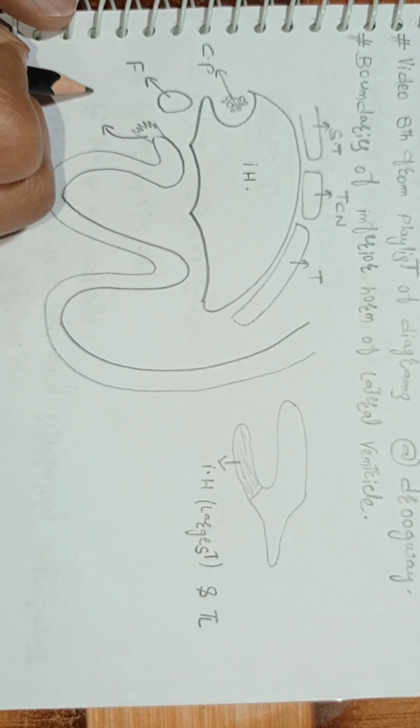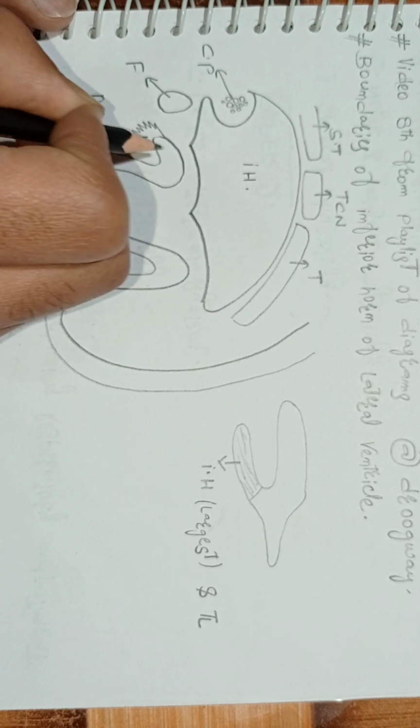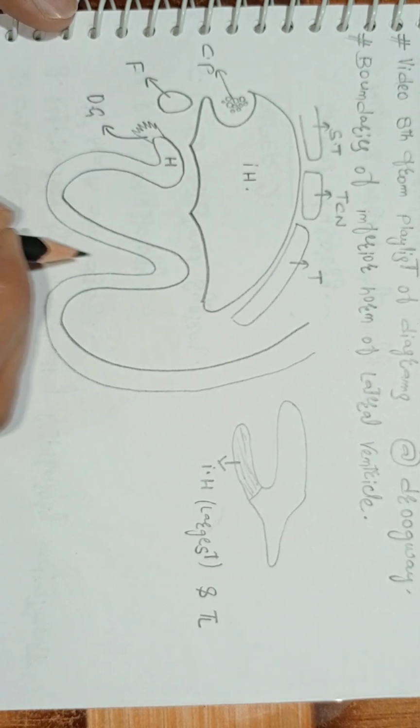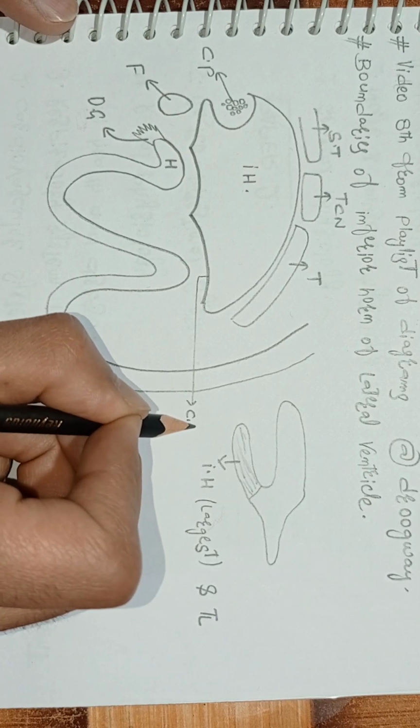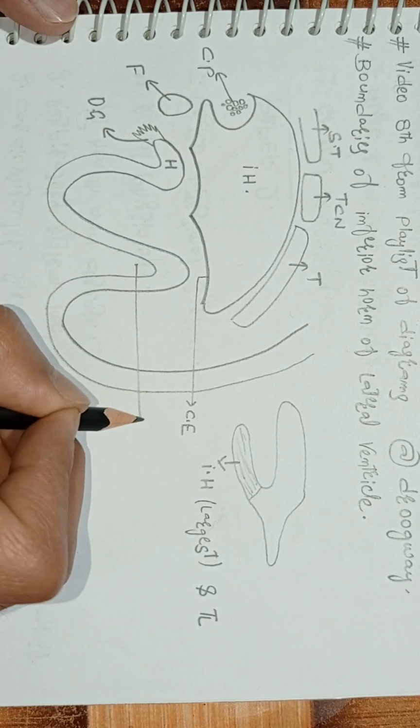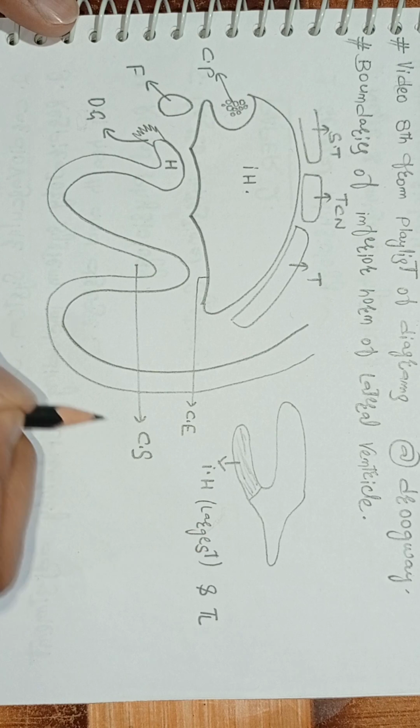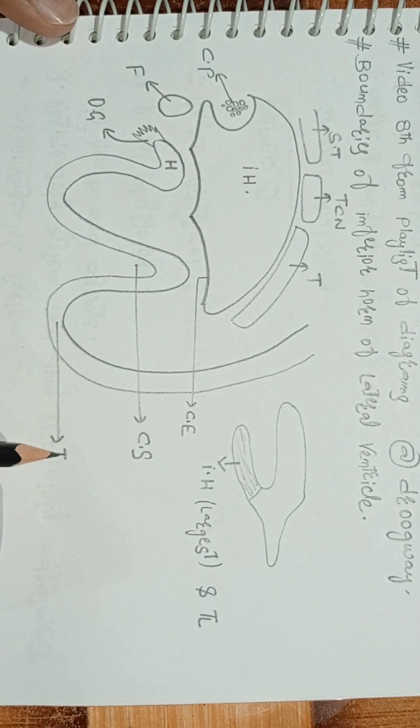This structure right here is the dentate gyrus, and this structure right here is the hippocampus, and this structure right here is the collateral eminence, and this structure right here is the collateral sulcus, and this structure right here is the temporal lobe.